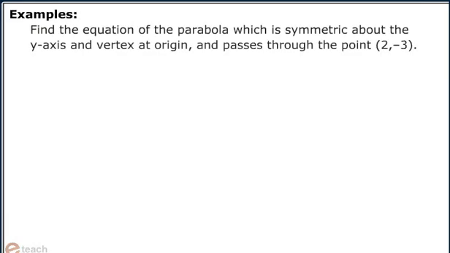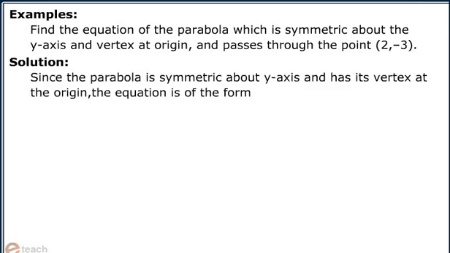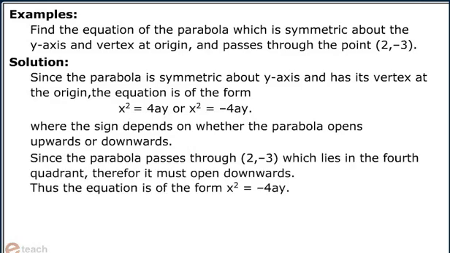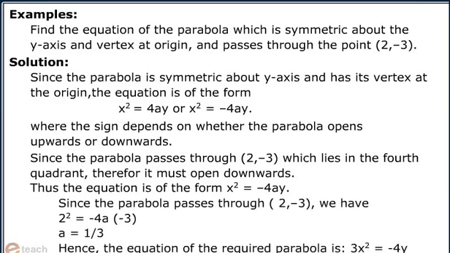Example: find the equation of the parabola which is symmetric about the y-axis, has vertex at the origin and passes through the point (2, minus 3). Solution: since the parabola is symmetric about the y-axis and has its vertex at the origin, the equation is of the form x square equals 4ay, or x square equals minus 4ay, where the sign depends on whether the parabola opens upwards or downwards. But the parabola passes through (2, minus 3), which lies in the fourth quadrant. It must open downwards. Thus, the equation is of the form x square equals minus 4ay. Since the parabola passes through (2, minus 3), we have 2 square equals minus 4a times minus 3. So a equals 1 by 3, and the equation is 3x square equals minus 4y.